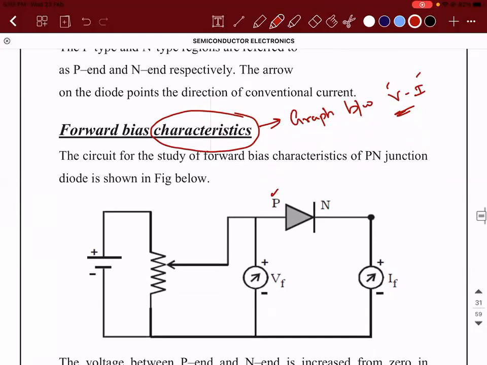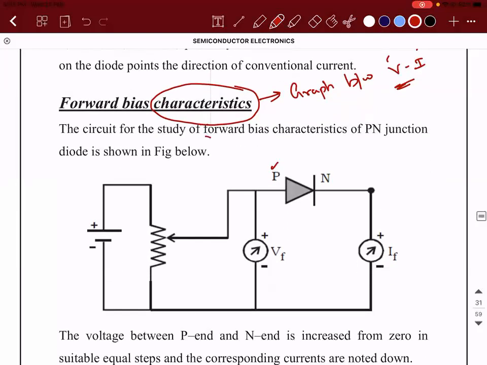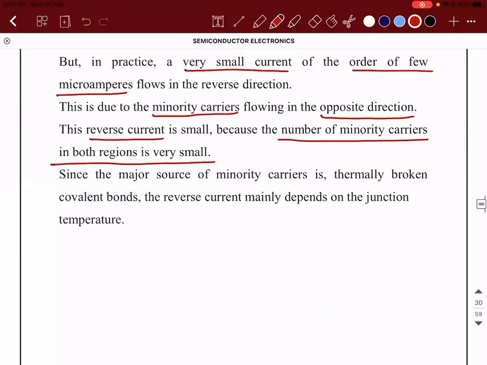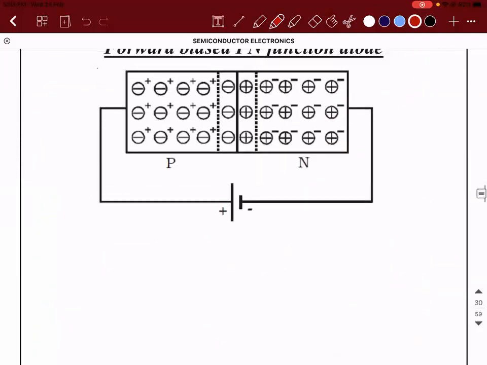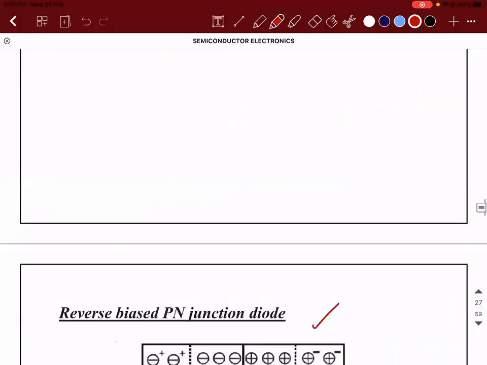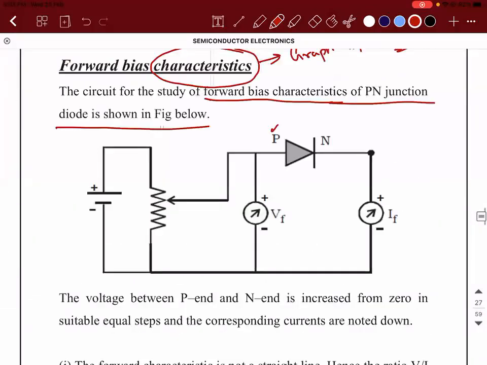Correct? So the circuit for the study of forward bias characteristics of a PN junction diode is shown in the figure below. Whatever we drew in the case of the forward bias PN junction diode is the same thing, except that since you're doing this experimentally, you need some measuring devices. You take a PN junction diode, and it is forward biased when P is connected to positive and N is connected to negative.